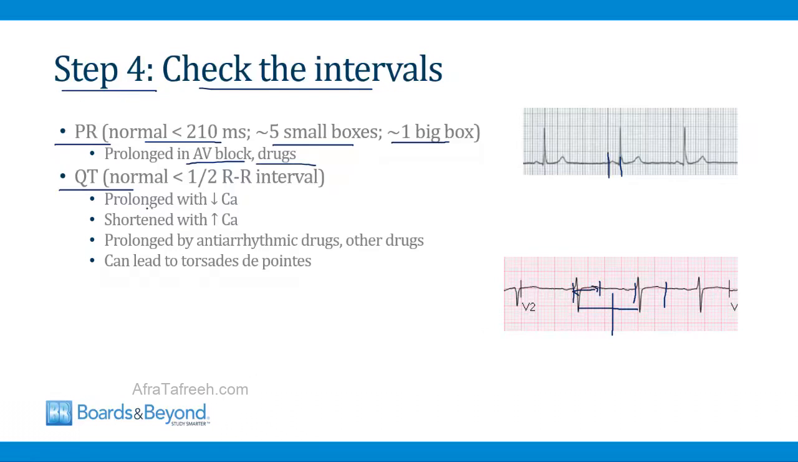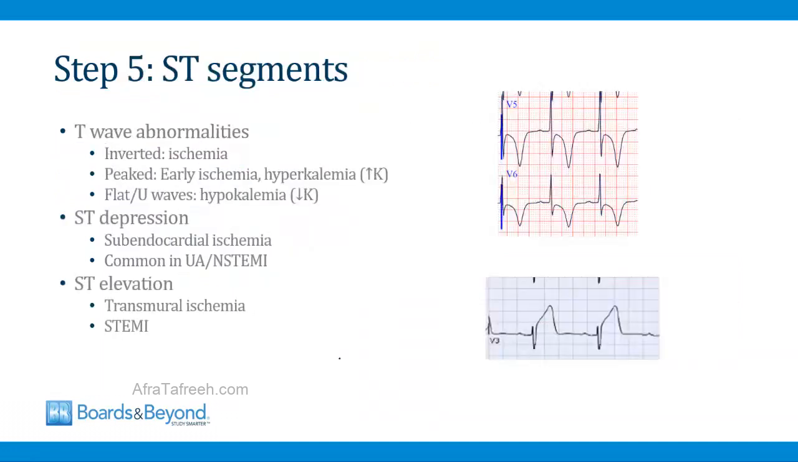And the QT interval is prolonged in the setting of hypocalcemia and shortened with hypercalcemia. It's also prolonged by many antiarrhythmic drugs and other drugs, and any drug that prolongs the QT interval can cause a form of ventricular tachycardia called torsade de Pointes, and I talk about this in the video on ACLS and tachycardias. And then the final step of interpreting an EKG is to examine the ST segments.